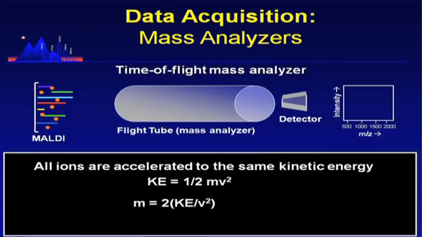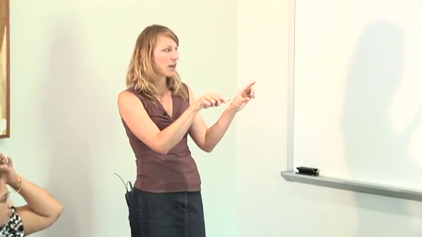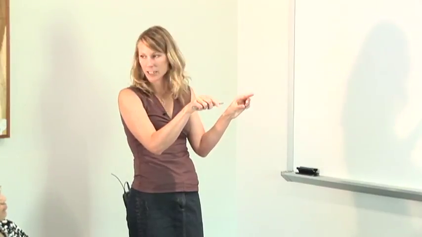Based on your very basic undergraduate physics or chemistry class, everybody knows this equation: kinetic energy equals 1/2 mv squared. In our time of flight mass analyzer, we generate our ions here in our MALDI source, and you can have an electrospray source here as well. In this example, I used a MALDI source. We generate our ions, and then we're literally measuring the time that it takes for the ions to fly from the point of ionization down what we call a flight tube to a detector.